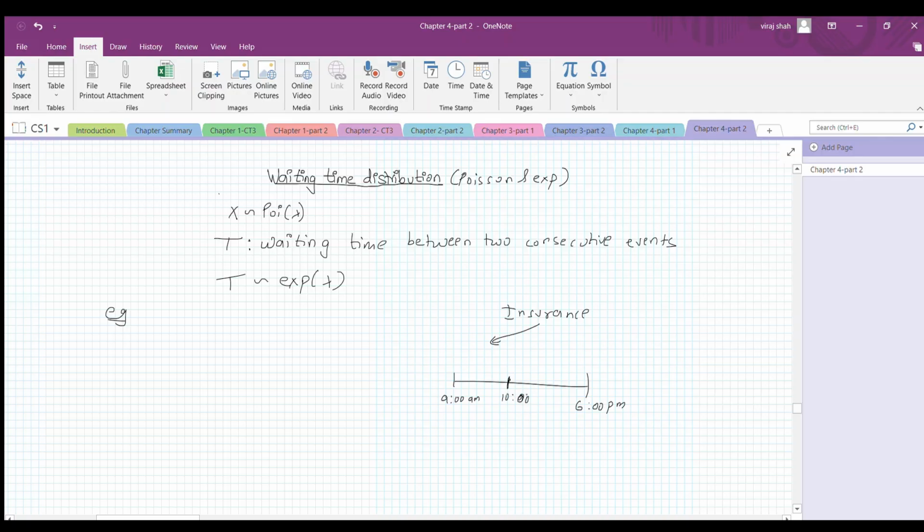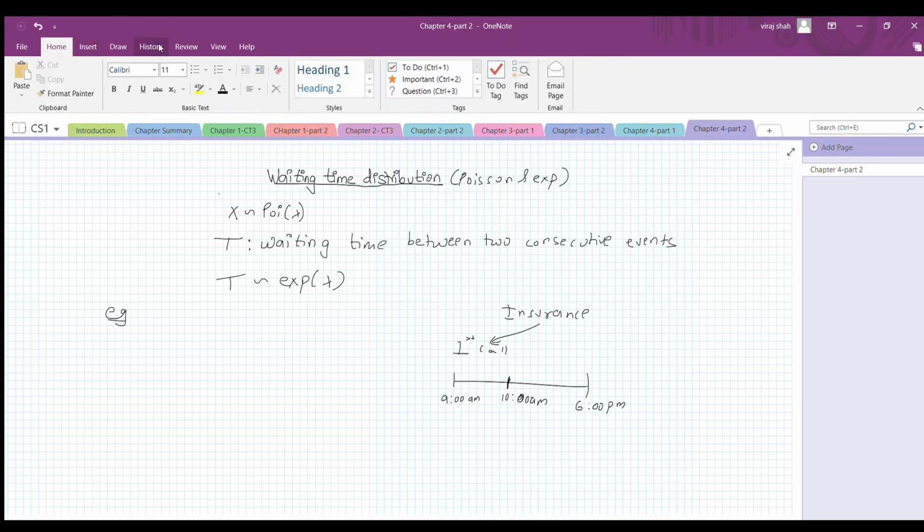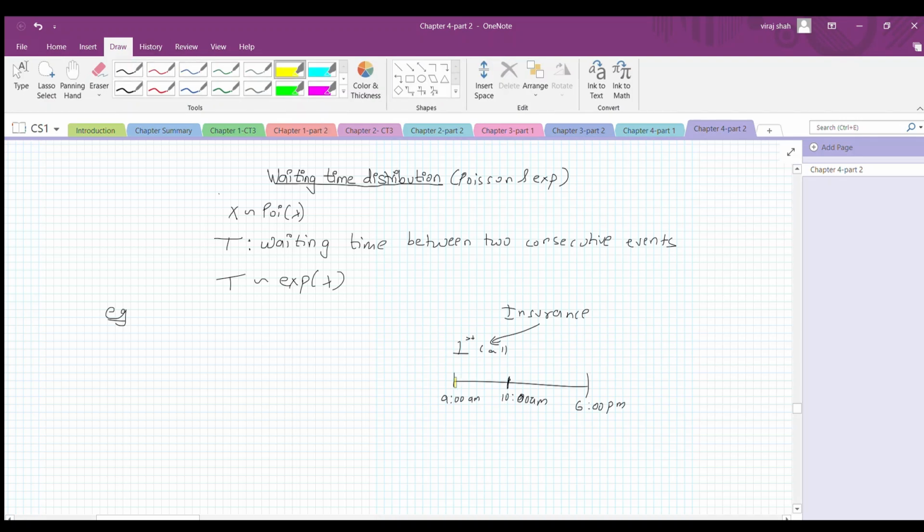I am calculating the probability that my waiting time to receive the first call is greater than 10 a.m. So basically, I would be finding the probability that I receive no call between 9 a.m. and 10 a.m., and then at 10 a.m. I receive a call. That is what waiting time states.